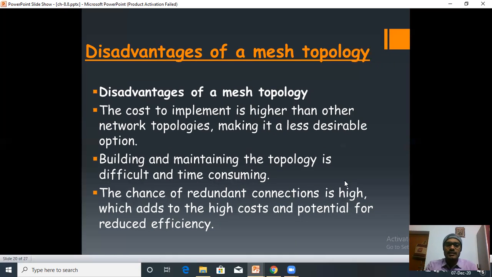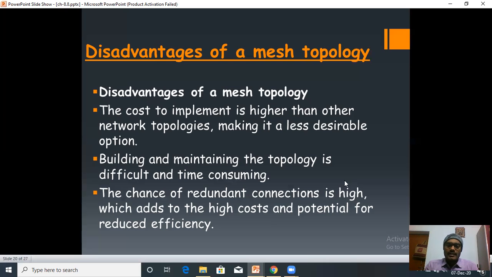Now coming to the disadvantages of a mesh topology. The cost to implement is higher than other network topologies, making it a less desirable option. The cost is very high as compared to other topologies. Second, building and maintaining the topology is difficult and time consuming, as it consumes very high cost. Its building and maintaining is also very difficult and it takes a lot of time to set up this type of network.